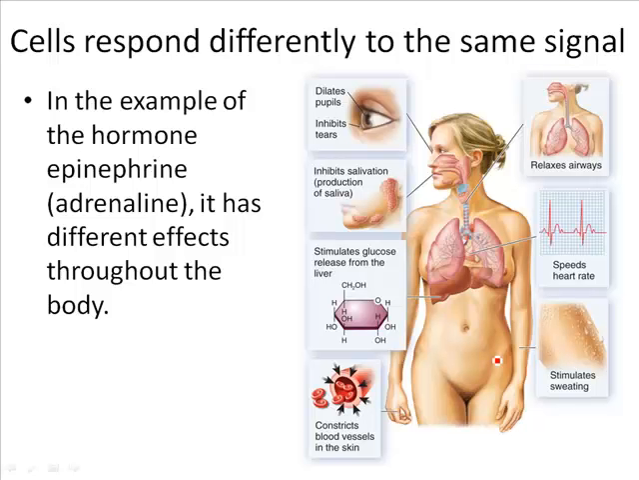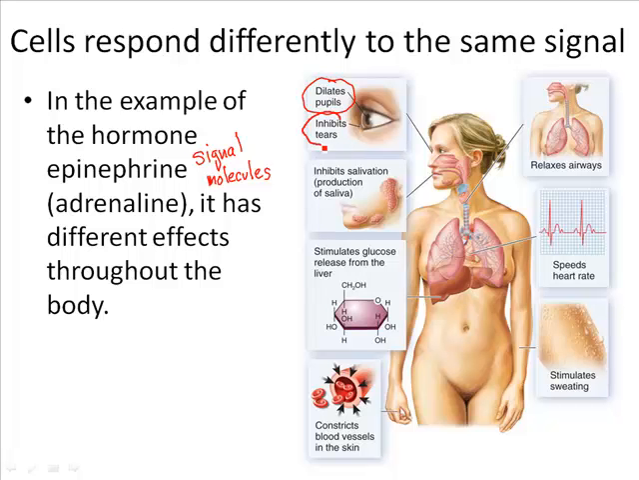Let's talk a little bit about the hormone epinephrine, or as we like to think of it, adrenaline, right? Hormones act as signal molecules. And when epinephrine is released into your blood, it causes different cells to behave differently. So, for example, cells of the eye, the pupils, for example, dilate.